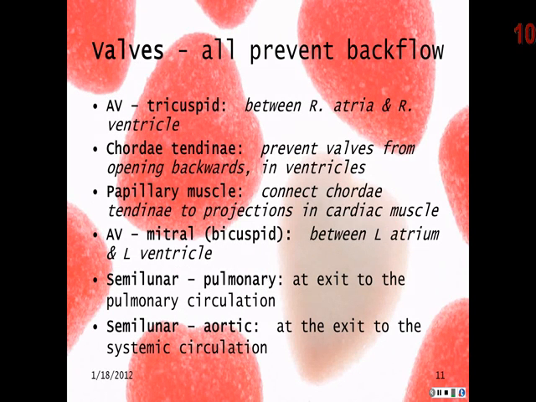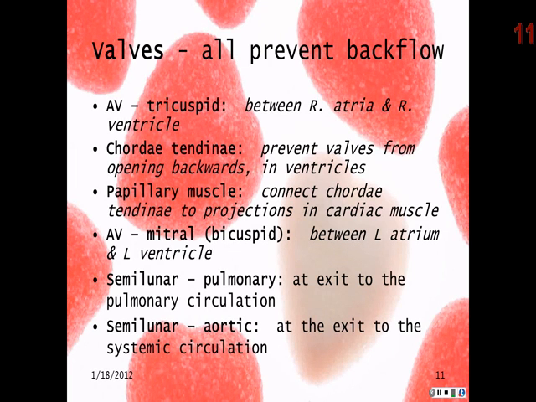The left AV valve is also called the bicuspid valve for only having 2 flaps. It is also known as the mitral valve and is located between the left atrium and left ventricle. The AV valves have chordae tendineae, which are tendons made of extensions in the endocardium to prevent the valves from opening backwards. They connect to projections in the cardiac muscle called papillary muscle.